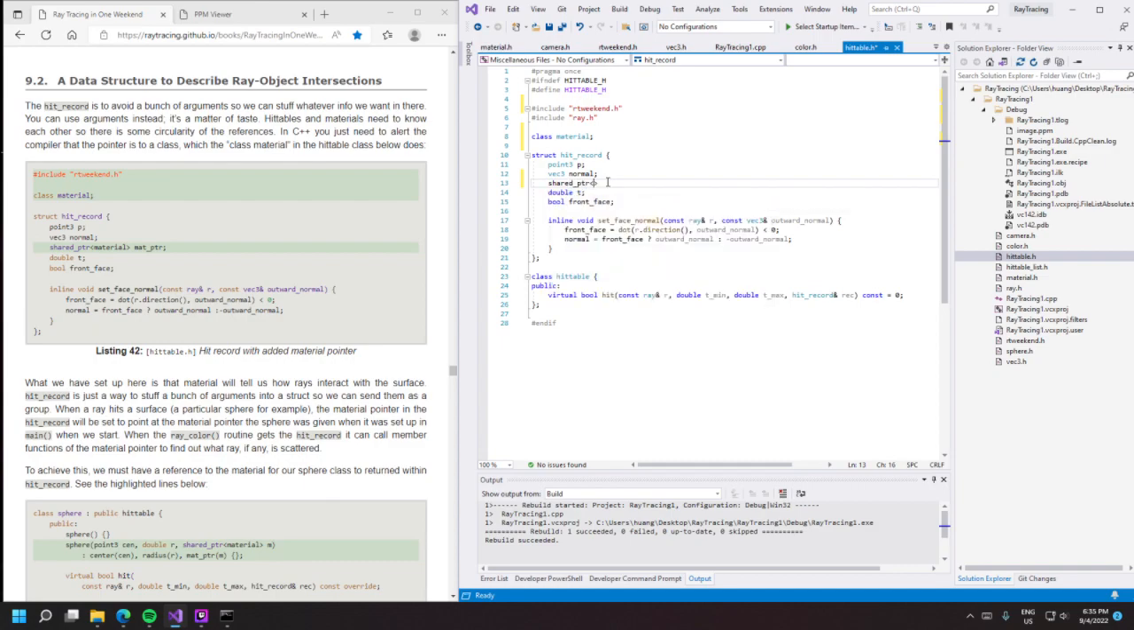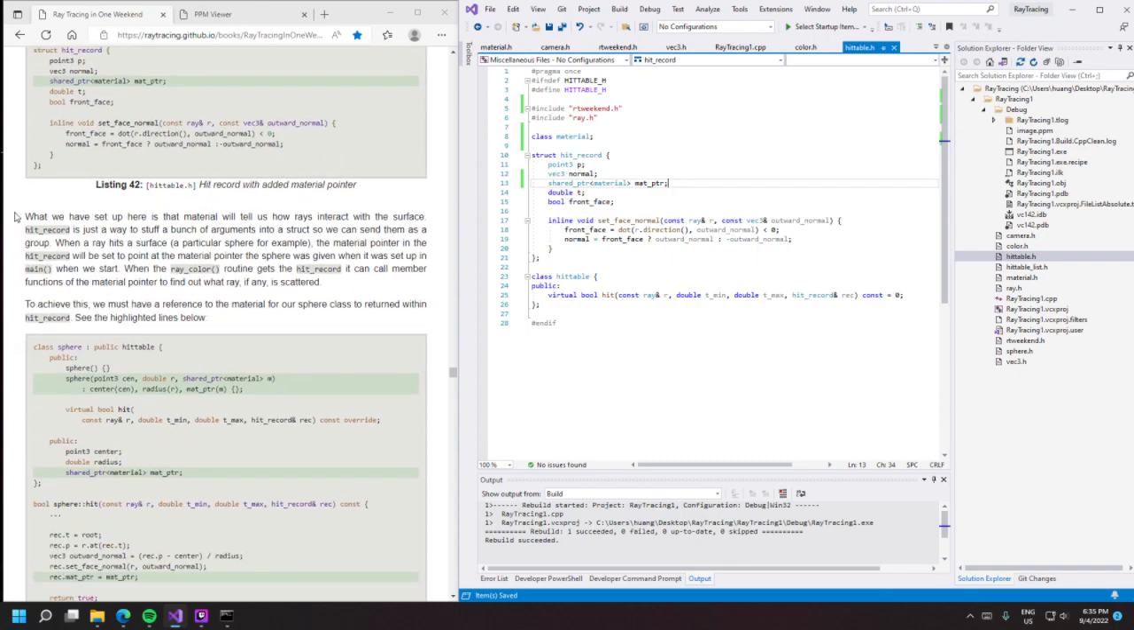This shared point material, I think it's just going to have a list of how different materials behave when they're hit. That's my guess of how this works. What we have set up here is that the material will tell us how rays interact with the surface. Yeah, this is a way to say how each material should behave. And we should have a pointer that points to a specific material if we're looking for that.